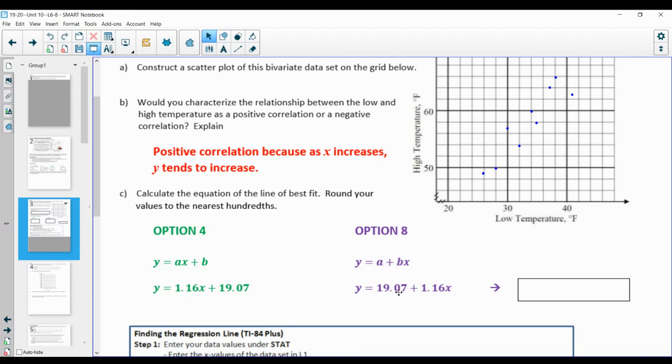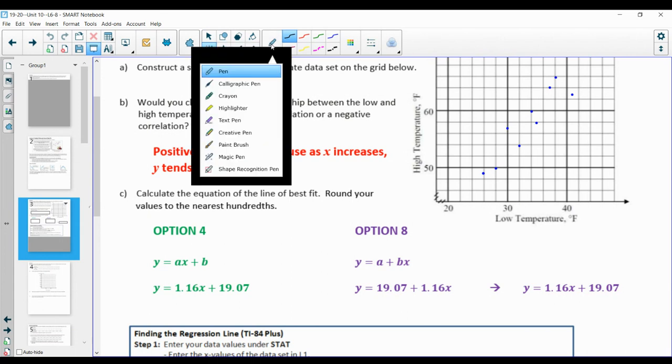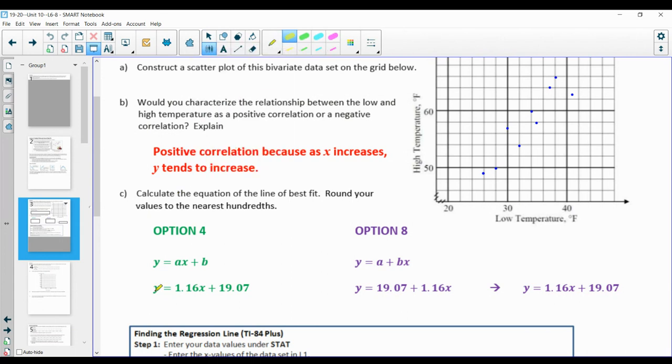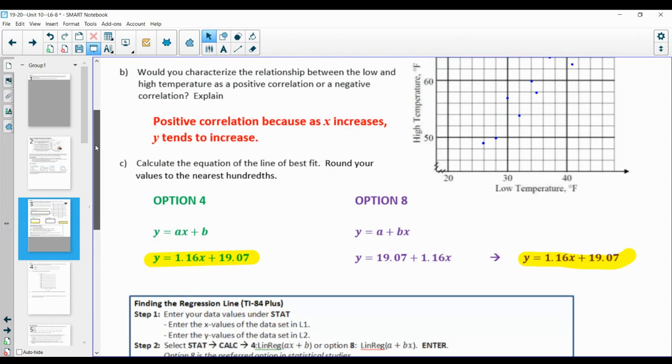this equation here in standard form, it's the same equation that I got for option 4, meaning my coefficient is 1.16, my constant is 19.07. Either way, my equation for the line of best fit is y equals 1.16x plus 19.07. I mentioned it doesn't matter if you use option 4 or option 8. You use whichever one you would like. Just be careful to always write it in the proper standard form.